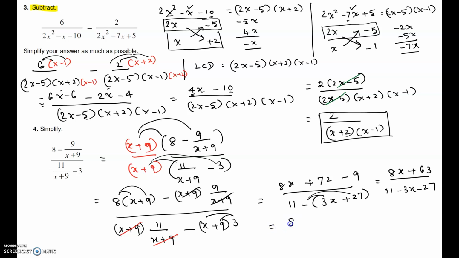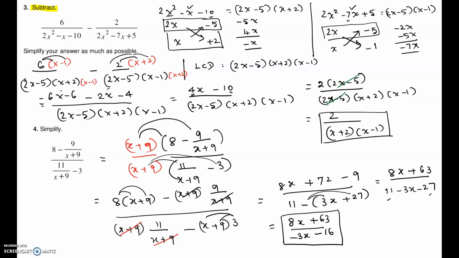Now, if it is possible, you simplify further. 8x plus 63 divided by negative 3x, and if you combine the 11 and negative 27, that is going to be negative 16. So if you can reduce it further, reduce it. In this problem, we cannot reduce further. So this is the simplification.